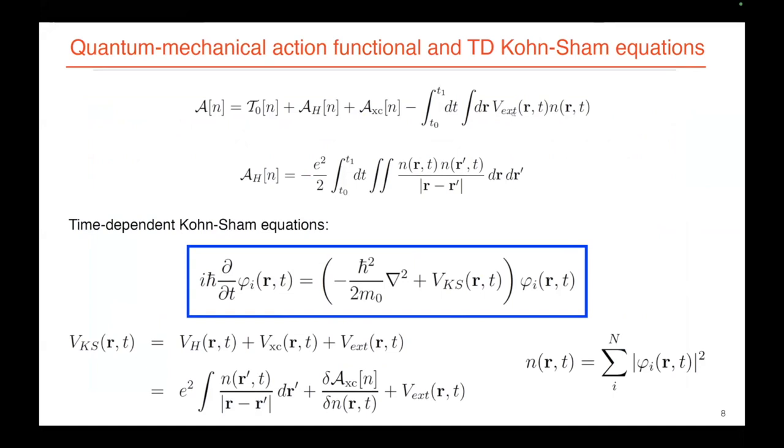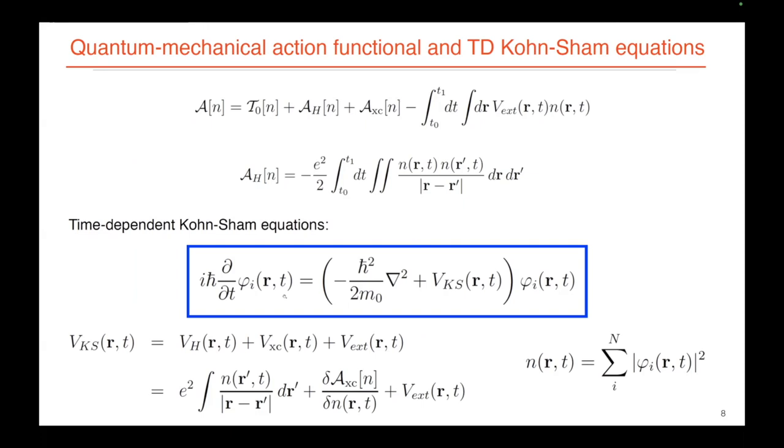So Hartree potential has a familiar form written here, but now we also have integration over time from T0 to T1. While the spatial integral has a similar form like in the static case, now there is just time in the density. And we can obtain or introduce time-dependent quantum equations written here in the blue rectangle.